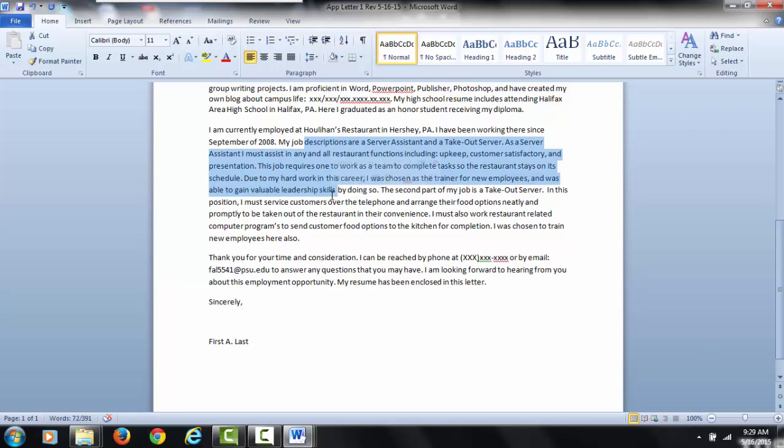And then they have in their work experience paragraph much specific detail about what exactly they did. I must assist in any and all restaurant functions, including upkeep, customer satisfaction. Ooh, there's a mistake there. We would want to fix that. Customer satisfaction and presentation. This job requires one to work as a team to complete tasks. Due to my hard work in this career, I was chosen as a trainer for new employees and was able to gain valuable experience skills. Then the second job was as a takeout server.